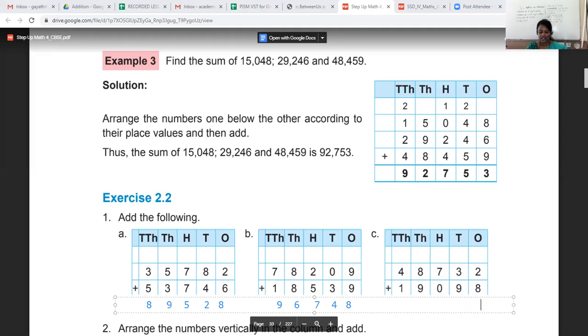2 plus 8 results to 10. 1 is carried. 1 plus 9 is 10. Plus 3 is 13. So 13 tens, 1 carried. We have 8 hundreds. 8 plus 9 is 17. So we have 17 thousands. 1 is carried. We have 1 plus 4 plus 1 is 6. So answer is 67,830.